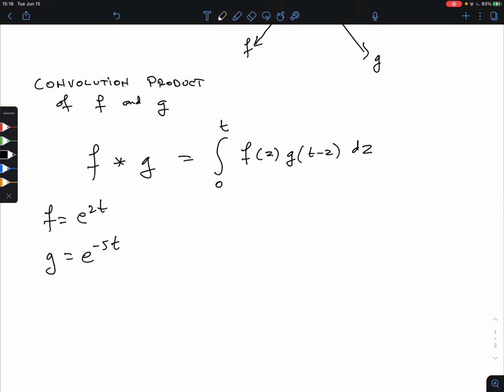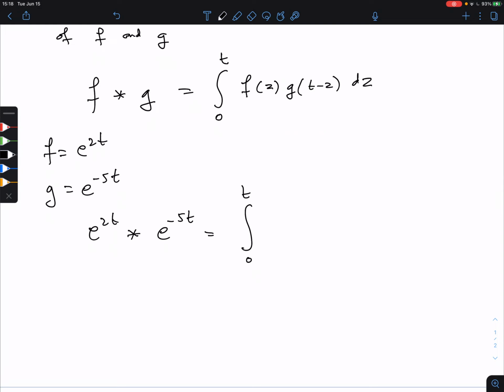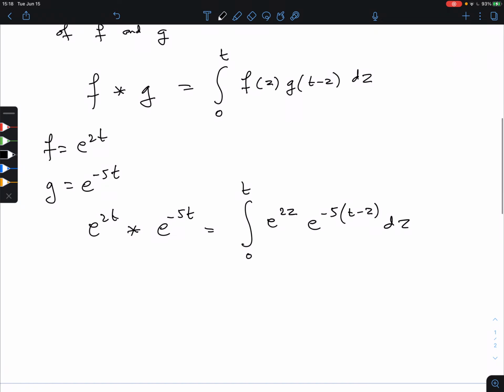In this case, the calculations are not hard. Okay, so let me write it up here in terms of the star, right? So what we're interested in is e^(2t) star e^(minus 5t), the convolution with e^(minus 5t). Okay, that is the integral from 0 to t, and then f. Now we have to learn to use this formula, right? For f, that means we have to replace the variable t by the variable z. So this becomes e^(2z). What happens here? This would be e to the minus 5, and now we replace the variable by t minus z. Okay? And then we integrate.